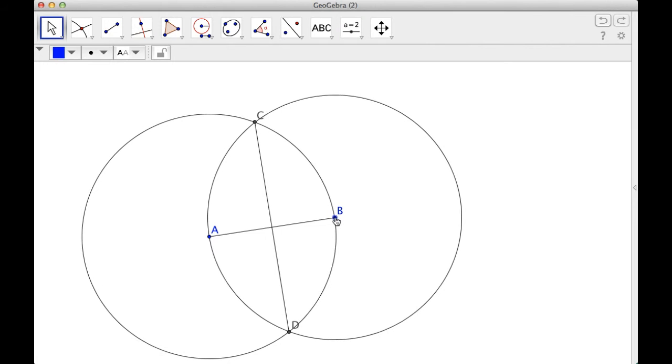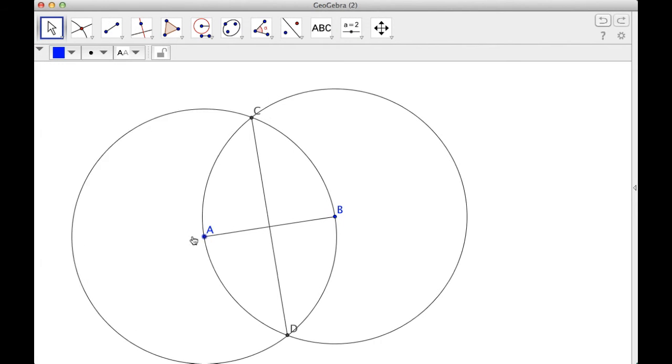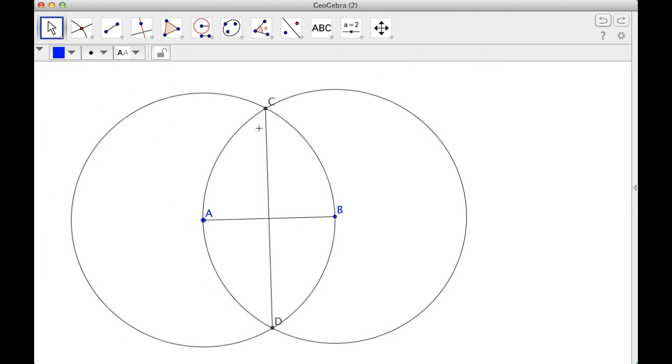When you're doing these kinds of things on GeoGebra or any computer software, you want to grab points and drag them every once in a while just to make sure that things are going the way you think they are. So for example, C, I should not be able to move, and I can't. And D is the same. It's just kind of stuck there.